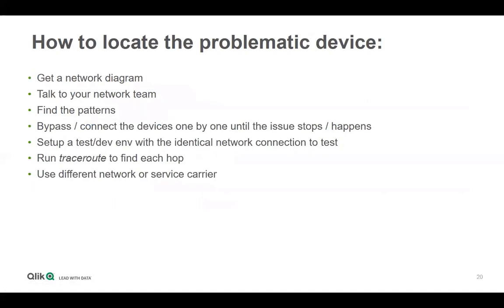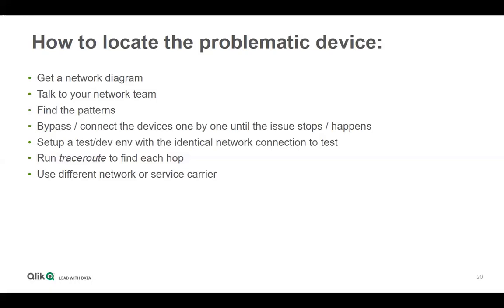It's always good to get a network diagram about how the server is set up and how it's connected. It will give you the whole picture. Engage your network team at an early stage. Talk to the network team and involve them in your investigation. And when you assess the issue, try to find the pattern. For example, when the connection gets cut off, how often does it happen? Every 5 minutes, every 10 minutes? Does it always happen on a home network or an office network? This will help us later locate the device or the settings.